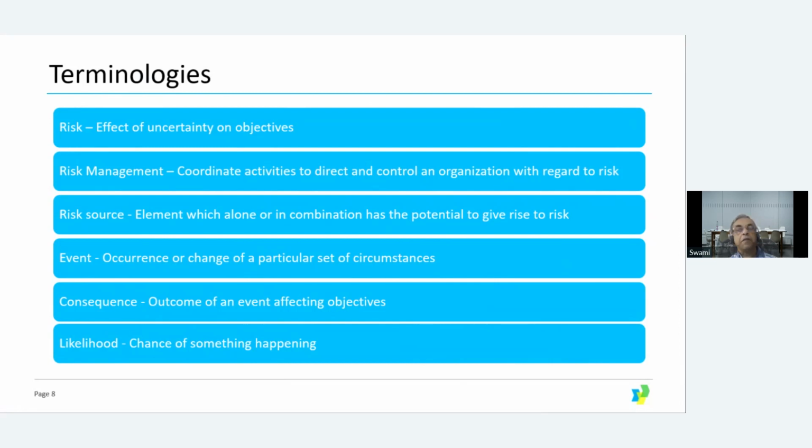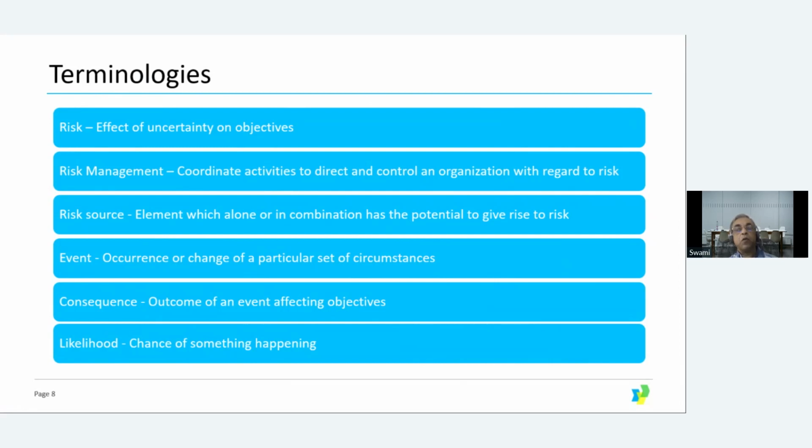objectives. Risk management: coordinated activities to direct and control an organization with regard to risk. As we said, the control and the direction coming from the top management in order to meet the risk mitigation and other aspects need to be there. So the entire activities that you are planning to identify risks and mitigate them, control them, and continuously improve them are all going to be part of these risk management activities.